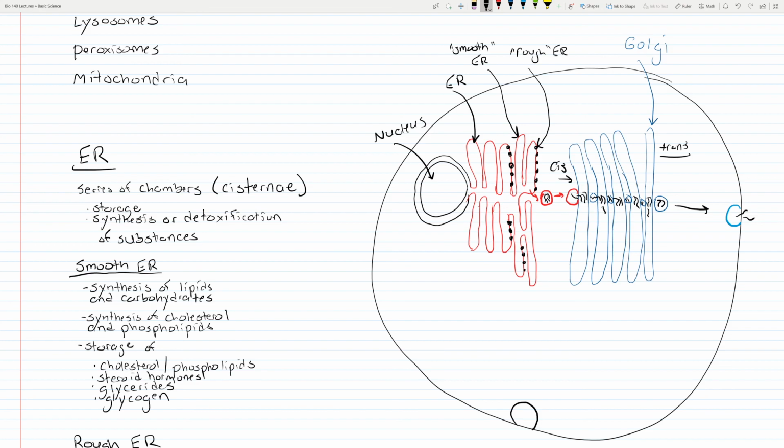So endoplasmic reticulum, Golgi apparatus. Okay, basically they're there for making proteins, lipids, detox, packaging things to be released from the cell. And the ER is also there for storage. So basically those are the roles of these two organelles.